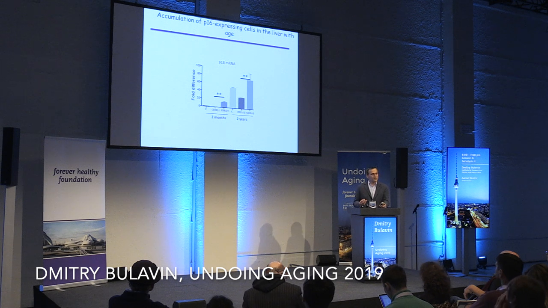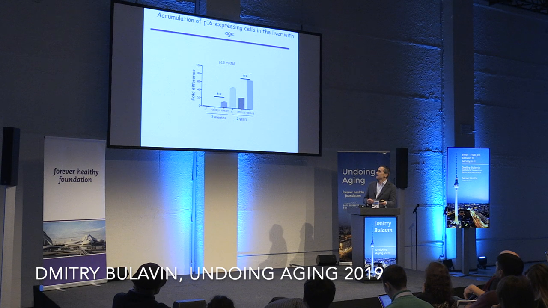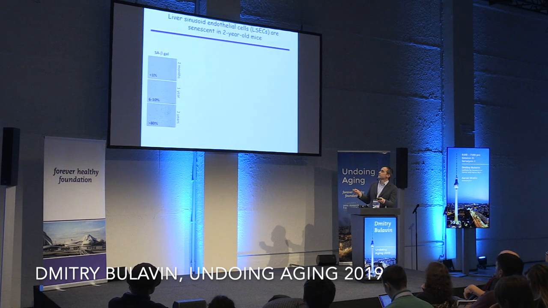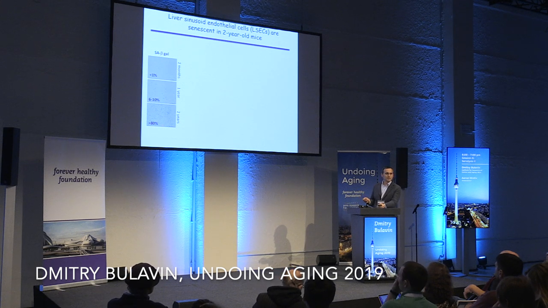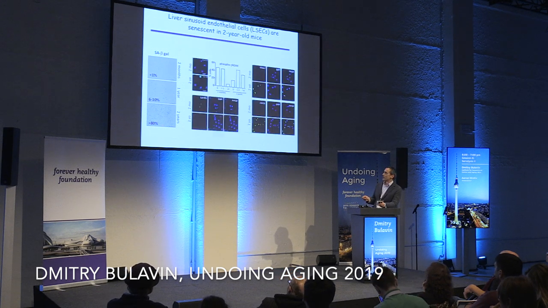Now, the P16 is accompanied by activation of senescence, so we wanted to look at the markers of senescence. In this case, we're purifying CD31 positive cells, so as I said, they're called liver sinusoid endothelial cells, from mice of different age, and then we stain them with SA beta gal. You see that there is a very nice buildup of the SA beta gal positivity, but what is striking, when you arrive at the 2 year time point, we see that the majority of the cells are already fully senescent. Now, it's not only SA beta gal positive, they have many other markers of senescence that also would suggest that they are senescent.